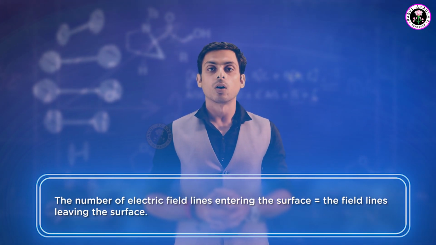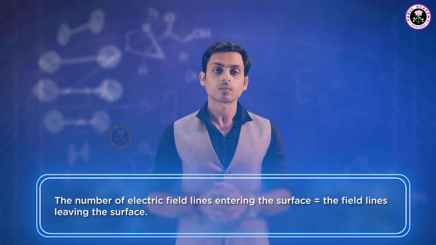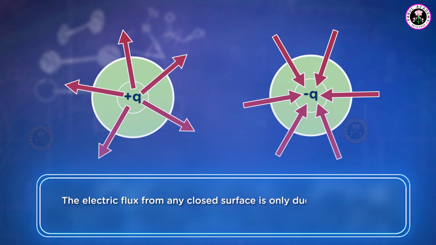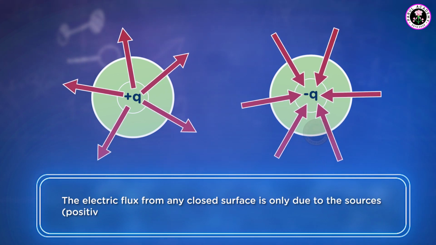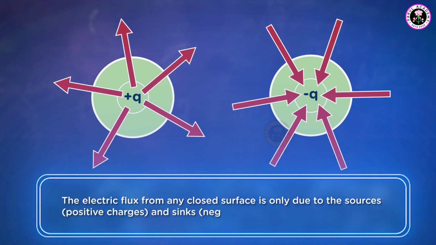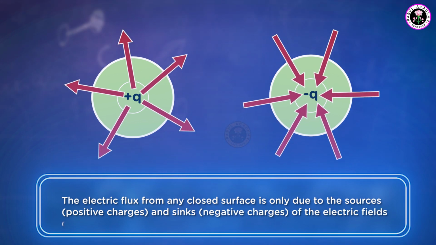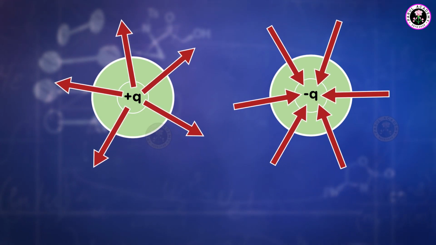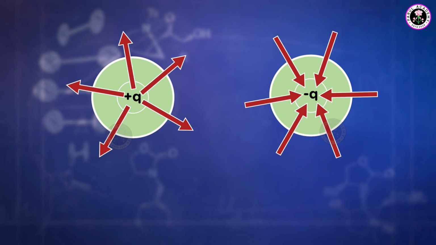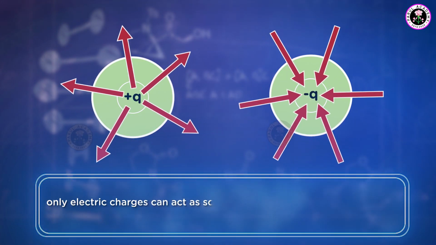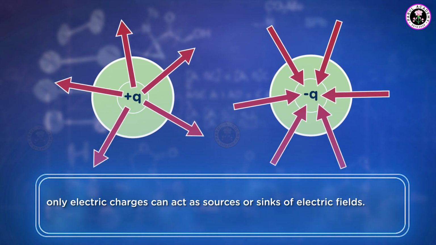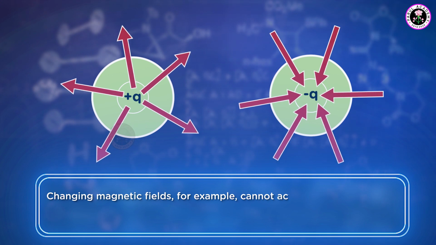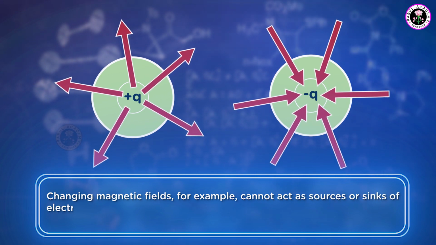The Gauss theorem statement also gives an important corollary. The electric flux from any closed surface is only due to the sources, positive charges, and sinks, negative charges, of the electric field enclosed by the surface. Any charge outside the surface does not contribute to the electric flux. Also, only electric charges can act as source or sink of electric fields. Changing magnetic fields, for example, cannot act as a source or sink of electric fields.